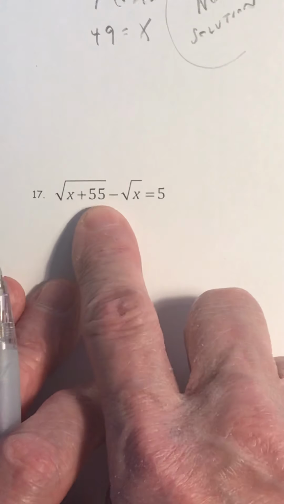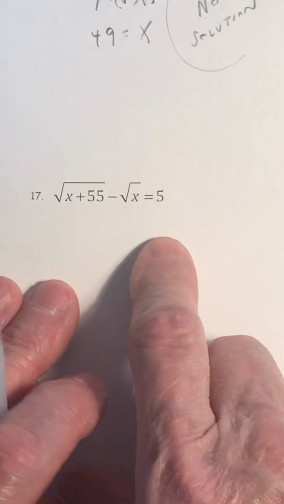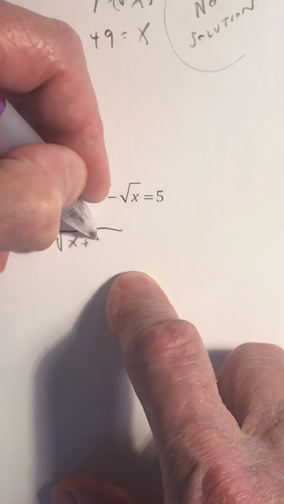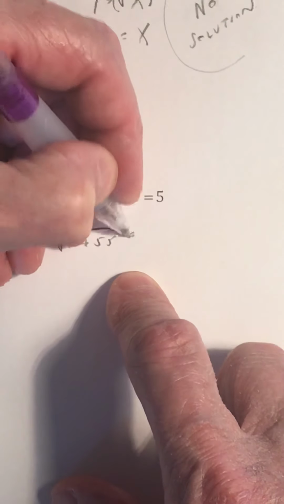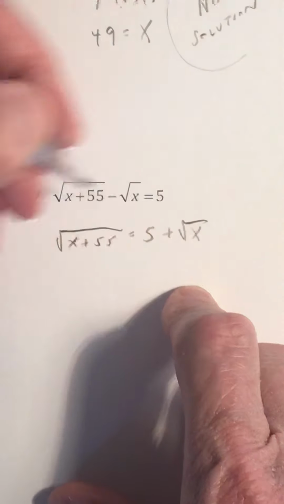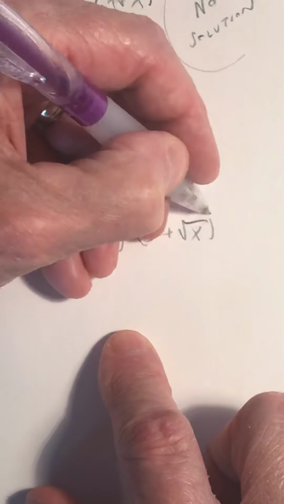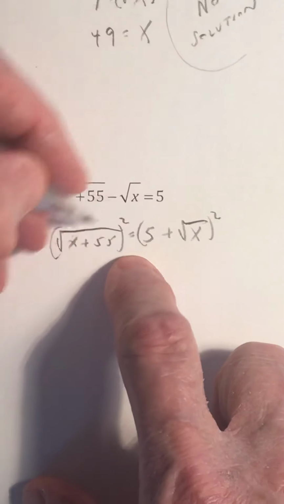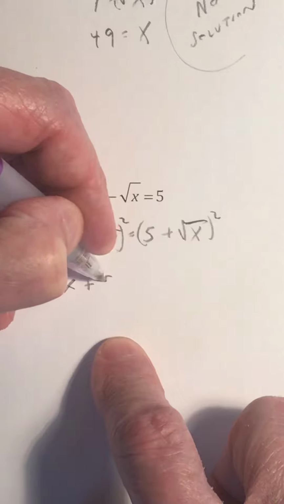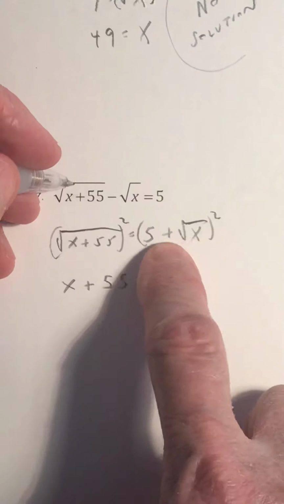Again, let's isolate the more clunky radical. I'll add square root x to both sides. I'll have square root x plus 55 equals 5 plus square root x. And we'll square both sides. Squaring the left side just gets rid of the radical, and we have the radicand x plus 55.